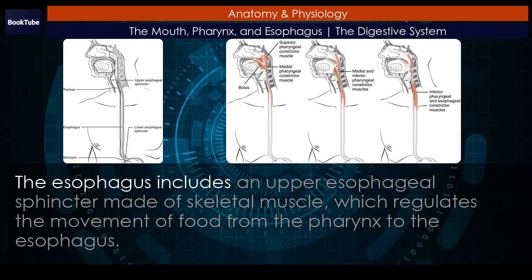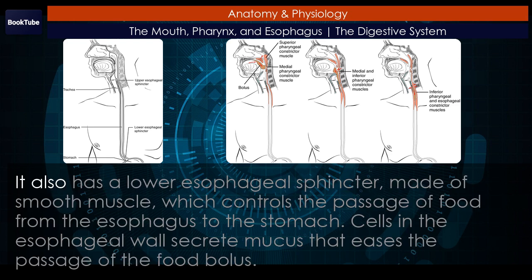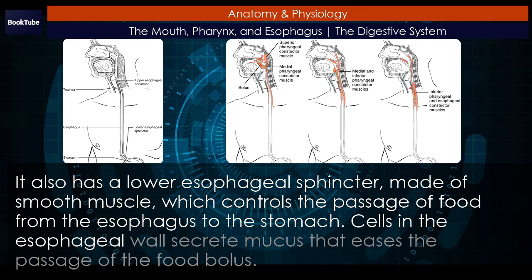The esophagus includes an upper esophageal sphincter made of skeletal muscle, which regulates the movement of food from the pharynx to the esophagus. It also has a lower esophageal sphincter, made of smooth muscle, which controls the passage of food from the esophagus to the stomach. Cells in the esophageal wall secrete mucus that eases the passage of the food bolus.